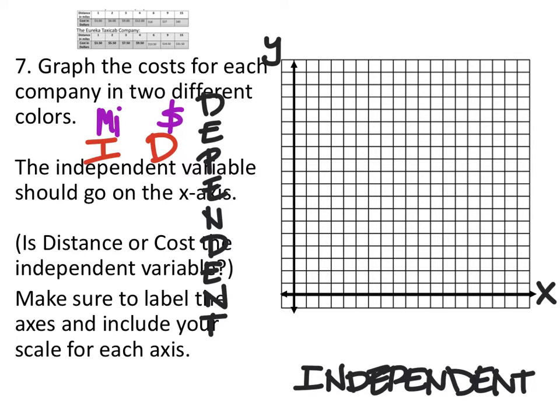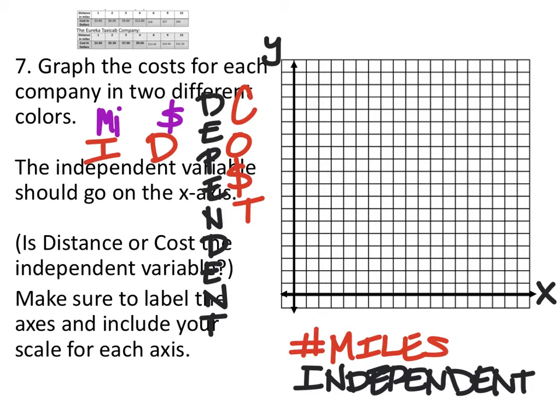So we can label the axis then, where the y-axis, that's dependent. So this is going to be cost in dollars, and the independent is how many miles traveled. Okay, and you can just put number of miles. That's okay. So now, after you label the axis, the next thing you need to do is put a scale on there so that we know how much each line is worth.